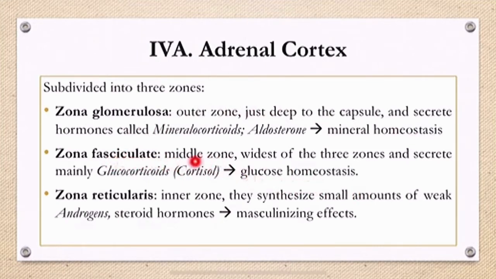The middle layer is called your zona fasciculata. So it secretes mainly your glucocorticoids, for glucose homeostasis. The innermost layer is called your zona reticularis. So it secretes androgens. These are your steroid hormones responsible for the masculinizing effects.